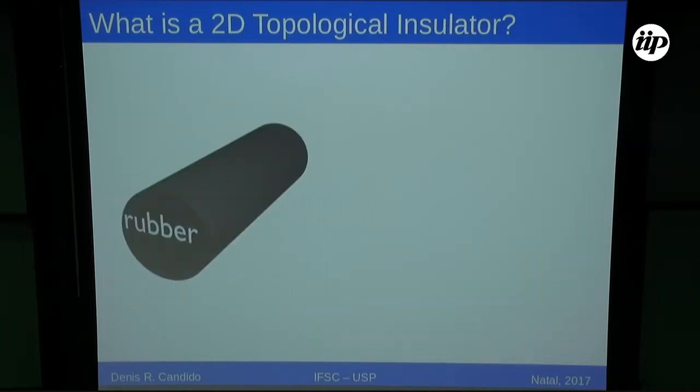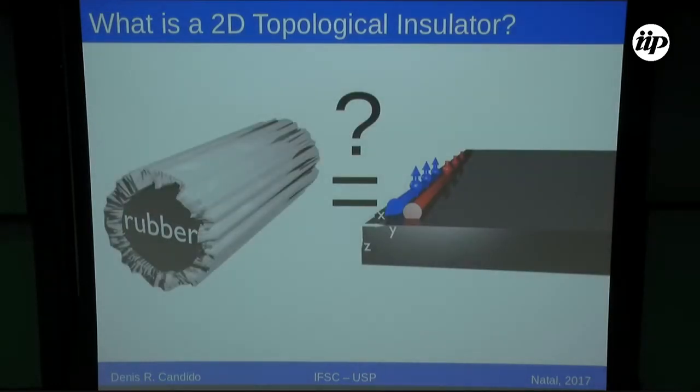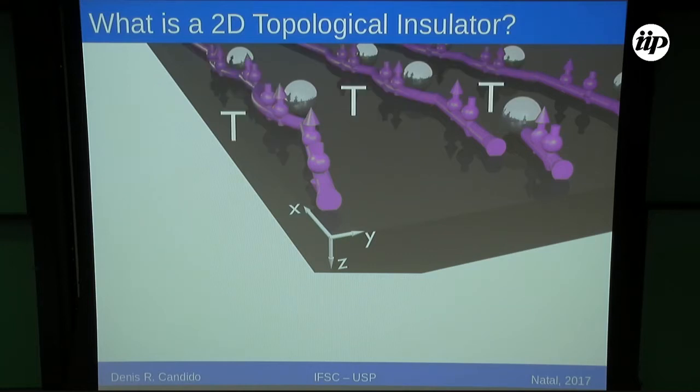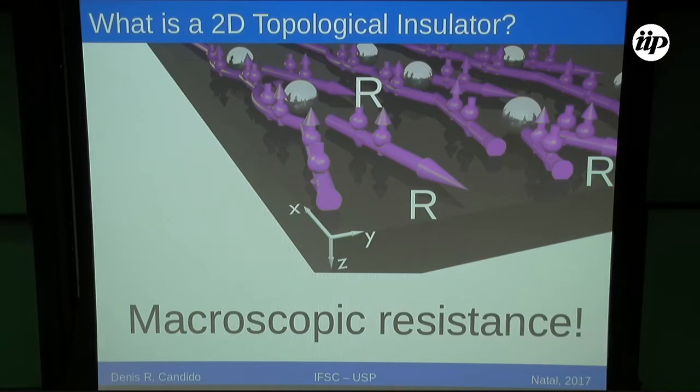So now we can ask, what is the difference between a piece of rubber with a metal on the surface compared to a topological insulator? Is there any kind of difference? Well, actually, the answer is yes. If we think of electrons on the surface of a metal, each time that an electron finds an impurity, there is a probability of it being transmitted through this impurity and a probability of it being reflected. This probability of being reflected is what gives us the macroscopic resistance in metals.